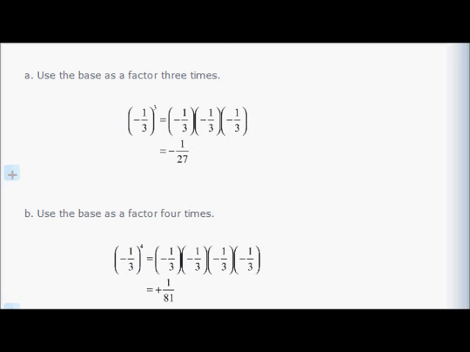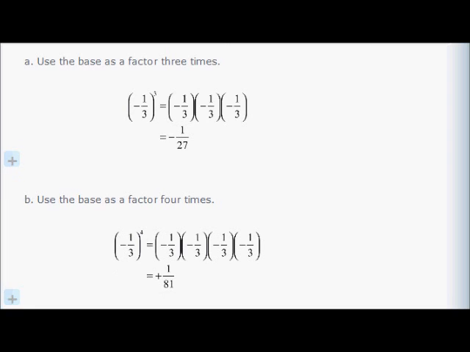If you had that factor four times, you'd have an even number of negative signs, so they'd all cancel out in pairs to become a positive result. And you'd have 1/3 times 1/3 times 1/3 times 1/3, which equals 1 over 81, so it would be positive 1 over 81.